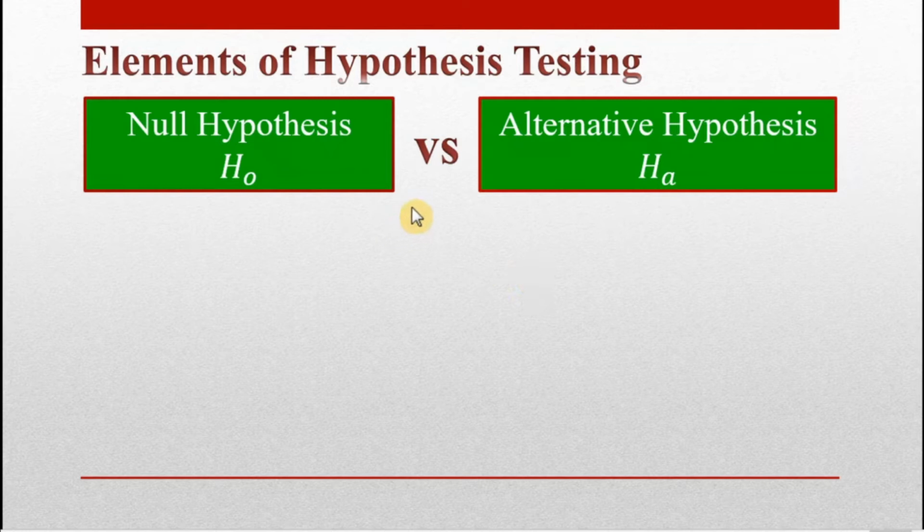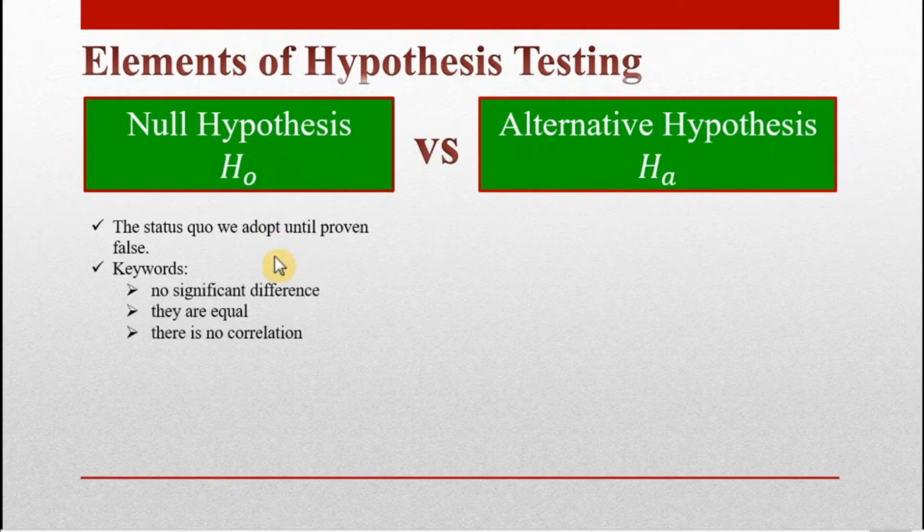The null hypothesis is a statement about the population. And this statement serves as the status quo or the statement that we adopt until proven false. If you have encountered a research, the null hypothesis is normally illustrated using the following keywords. So if the research is all about comparison, you would see the keyword no significant difference. The statement including this keyword is our null hypothesis.